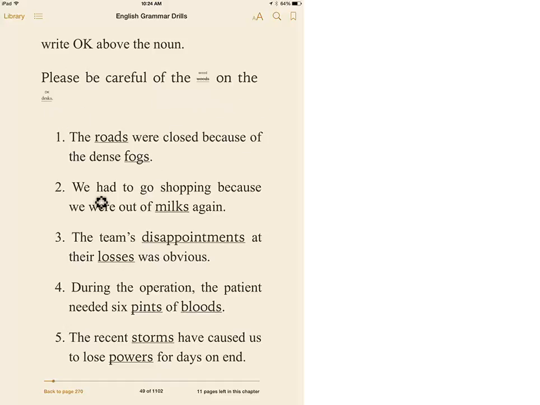Okay, so I'm going to do the first one with you because that one's hard to see. It says the roads were closed because of the dense fogs. So I'm going to write okay above this one because roads is used correctly, but obviously fogs is a non-count, so I'm going to put an X through it, and I'm going to write fog up here, okay? And that's how I'm going to do it. If you can't quite fit it in, obviously you can. We were out of milks. You can put a line through it and then write milk over here if you want. Okay, so as long as I can see what you're doing.